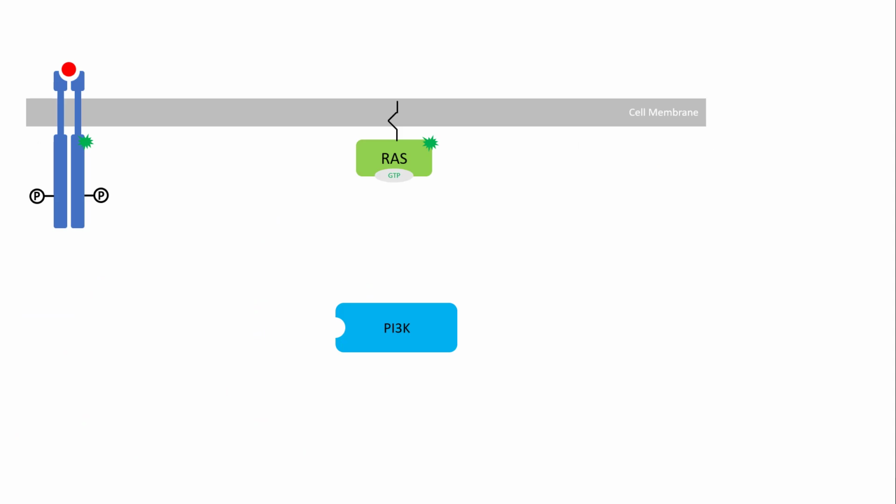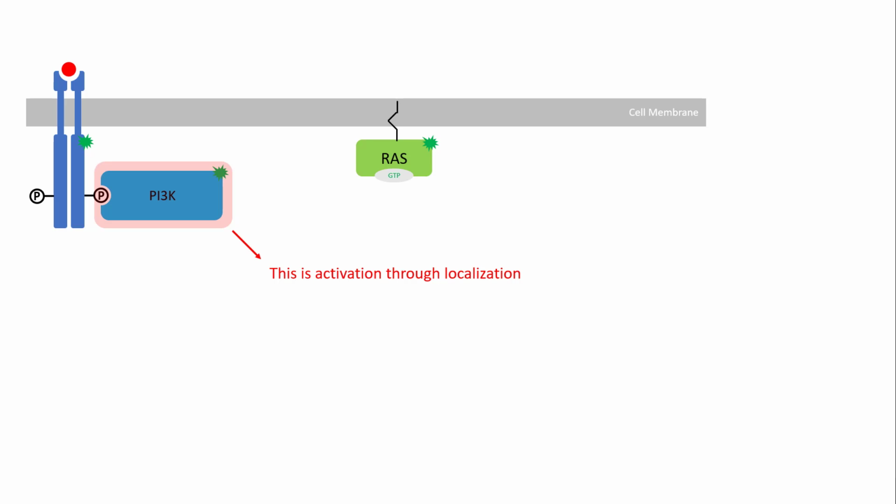Now here we have activated RAS and an activated receptor tyrosine kinase with signaling molecule bound. And we have PI3 kinase in the cytosol, and PI3 kinase will bind to the activated RAS and itself become activated. Once activated, it will bind to the activated receptor tyrosine kinase. This is activation through localization because now PI3 kinase is near its substrate. What does PI3 kinase do? PI3 kinase is an enzyme that catalyzes the following reaction.